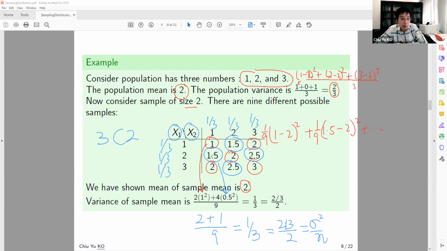Why should there be 1 minus 2 squared? Because the sample mean is 2. So the mean of the sample mean is 2, because you average them out. This is 1 times 1/9, 1.5 times 1/9, and add them up. It gives you 2. And the variance will be each observation minus 2 and square. Is that okay?